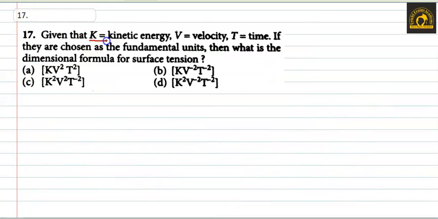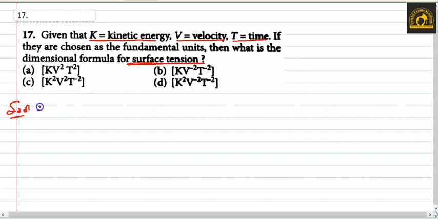K is the kinetic energy, V is the velocity, T is the time. If they are chosen as the fundamental units, then what is the dimensional formula for surface tension? Okay, so what is the surface tension? We know that surface tension is equal to energy divided by area.